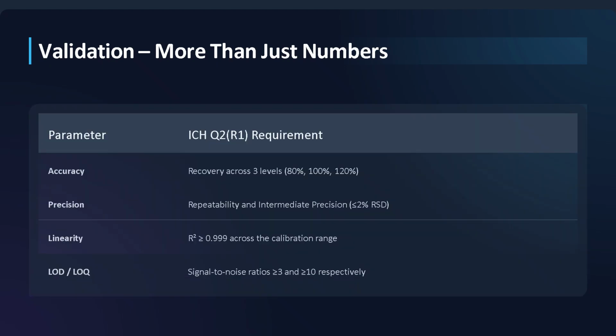Now comes the real-world challenge, robustness. Because a method that works only under perfect conditions is not a practical method. You deliberately vary parameters like pH by plus or minus 0.2, flow rate by 0.1, and temperature by about 5 degrees. The goal is to simulate small variations that happen across labs, instruments, or analysts. And your method should still perform, without impacting resolution or peak symmetry. Robustness is what ensures your method survives beyond development into routine use.